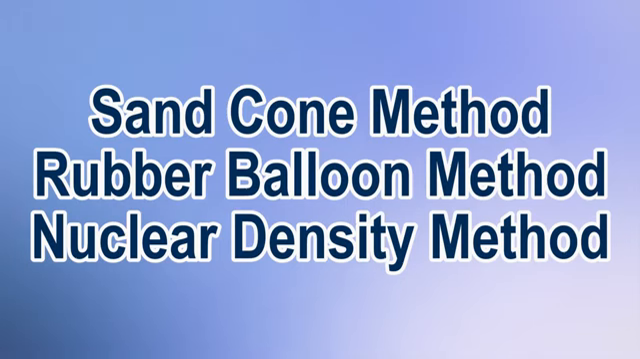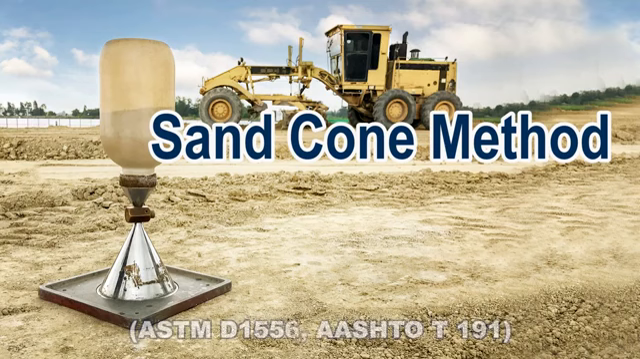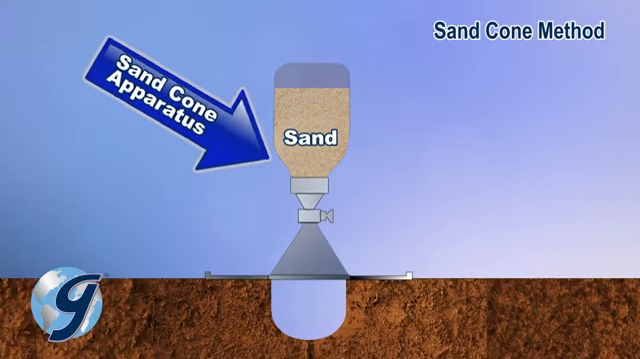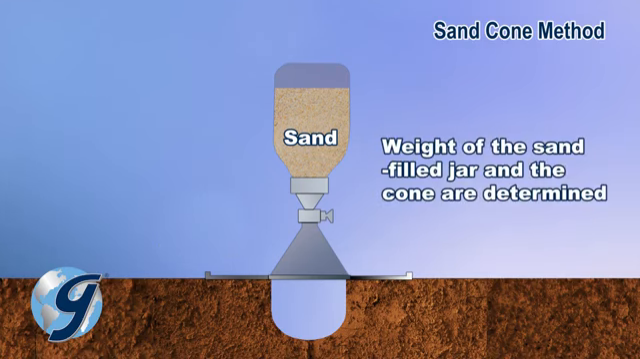Let's compare these three tests. The sand cone test is an accurate and reliable ASTM and AASHTO test method that requires the use of a sand cone apparatus such as the Gilson HM100 sand cone density apparatus. Simply stated, the test is carried out with the apparatus and sand. The weight of the sand-filled jar and the cone are determined.